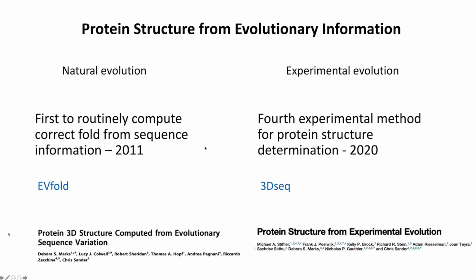All right. So the two stories I have are both related to evolutionary information, one from natural evolution on the left and the other one from experimental evolution on the right. The one on the right, in fact, relates somewhat to Francis Arnold's talk. And making the point that in 2011, we were the first to routinely compute correct folds from sequence information in 3D. And then recently developed the fourth experimental method for protein structure determination, following crystallography, NMR, and cryo-EM.